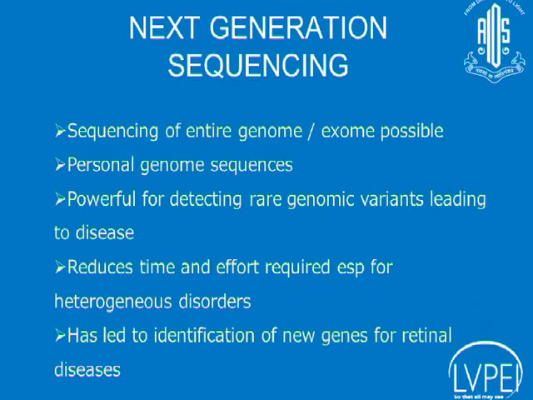The most recent technology is next-generation sequencing, where you can sequence the entire genome or the coding genome of a patient, the exome. Nowadays, personal genome sequences are being offered. It's powerful because you can detect rare genetic variants even with single patients, and it reduces time and effort. Instead of screening 200 genes, you can simply screen the whole genome, pick up a whole lot of variants, and sift through them to identify the variant that is relevant to the disease you are interested in.